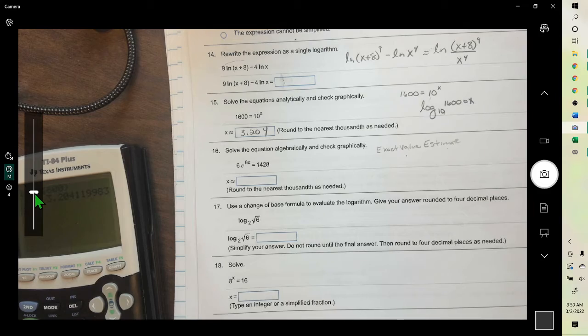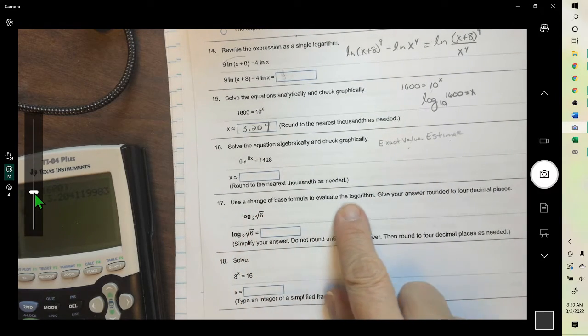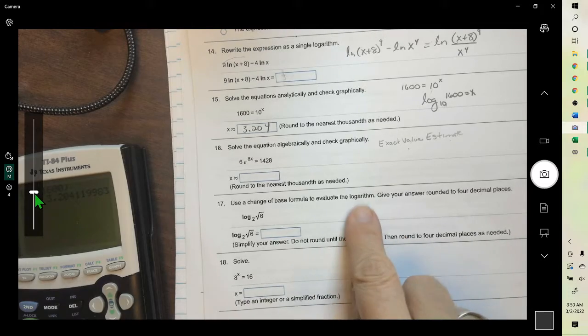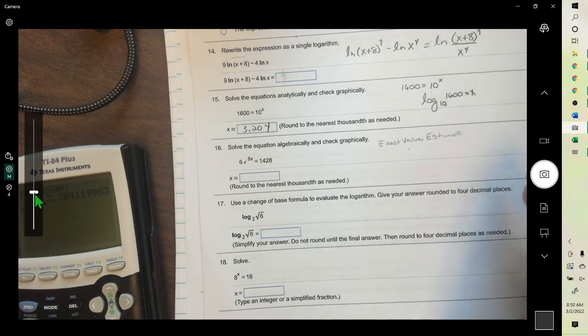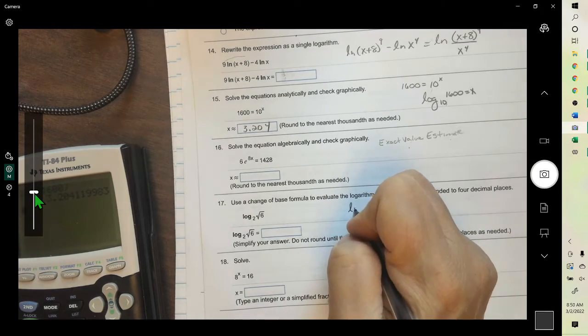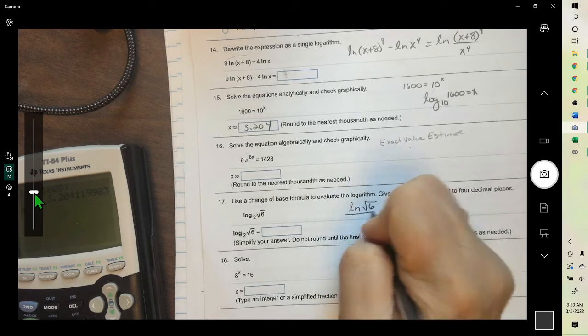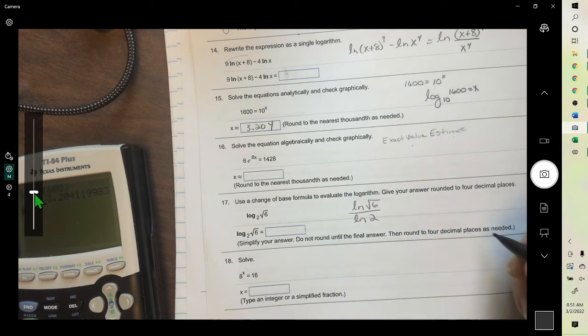Solve the equation. Oh, we're going to do this one in class. Use a change of base formula to evaluate the logarithm. A change of base would be, and you can use log or natural log, but natural log of the square root of 6 over natural log of 2.